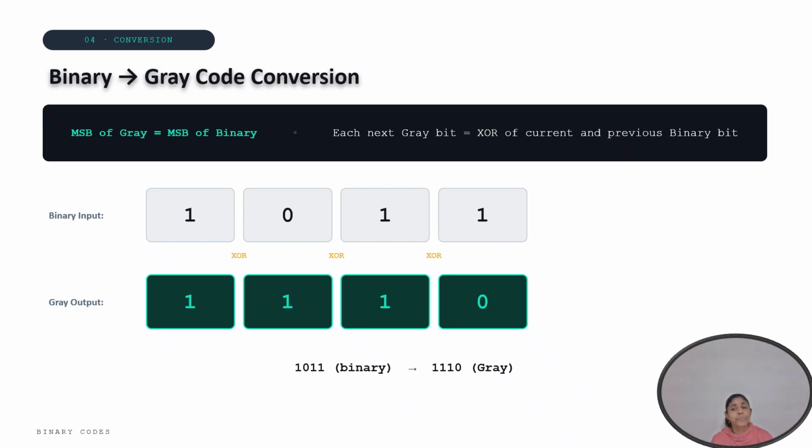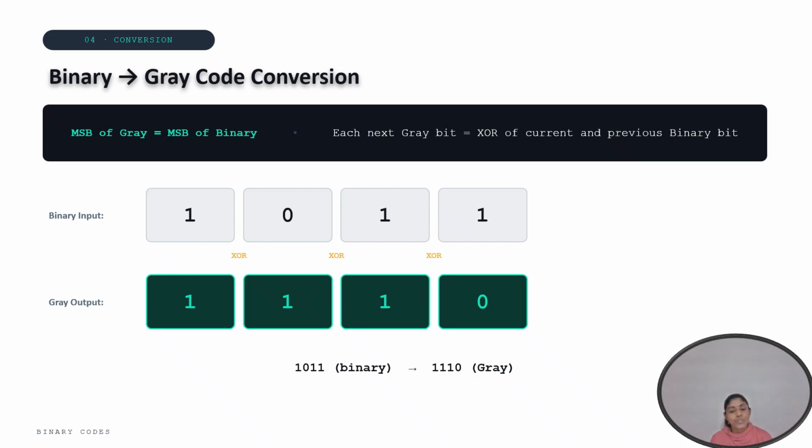Next, what you have to do? The current bit: what is your current bit? 0. What is your previous bit? 1. So 1 and 0 should be XORed. What is 1 XOR 0? The value is 1, and that should be placed in the next position. Now what is your current bit? 1. What is your previous bit? 0. So XOR 0 and 1: 1. Now what is your current bit? 1. What is your previous bit? 1. XOR 1 and 1, the value is 0. So the binary input is 1011, but the gray output is 1110. Check.